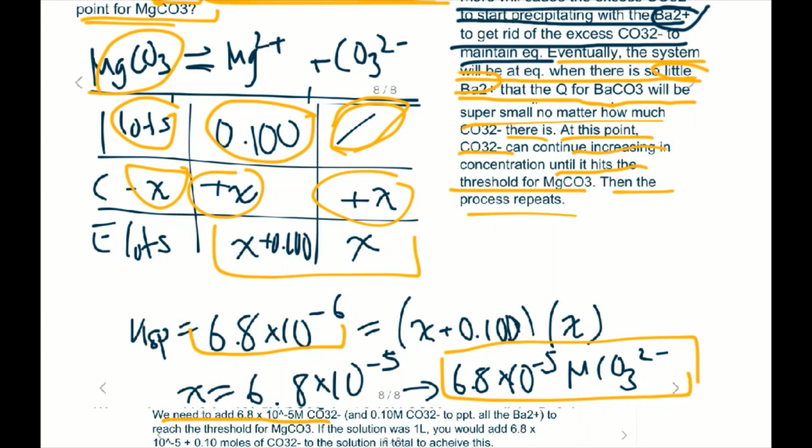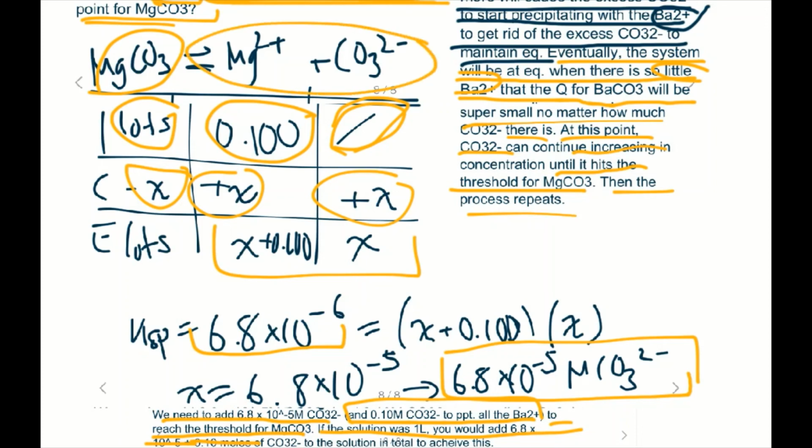as calculated here. So we need to add 6.8 times 10 to the negative 5 moles or molar of carbonate, since it's 1 liter and they're the same thing, and 0.1 molar of carbonate to precipitate all of the barium 2+ in the first place to reach the threshold for magnesium carbonate. So if the solution was 1 liter, you would add 6.8 times 10 to the negative 5 plus 0.1 moles of carbonate to the solution to achieve this equilibrium between magnesium and carbonate.